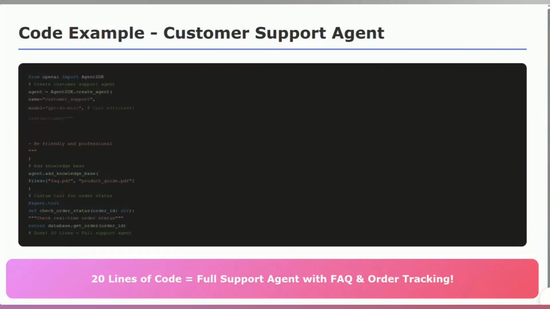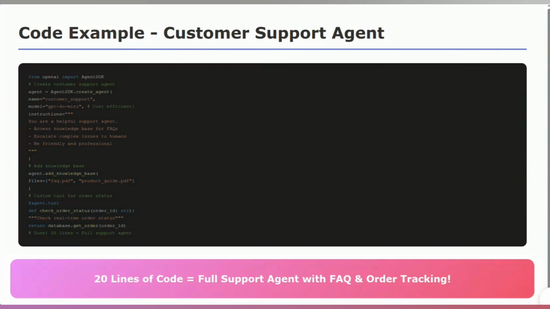Let me show you some actual code. Here's a customer support agent. We import the Agent SDK, create an agent called Customer Support, use GPT-4o Mini for cost efficiency. The instructions are clear. You're a helpful support agent, access the knowledge base, escalate complex issues. Simple. Then we add a knowledge base. Upload your FAQ, PDFs, product guides, whatever documentation you have.